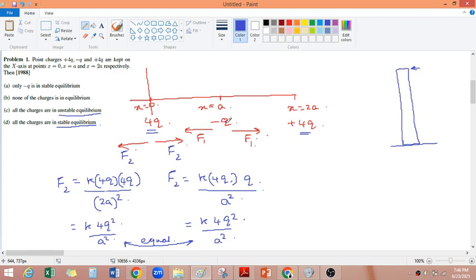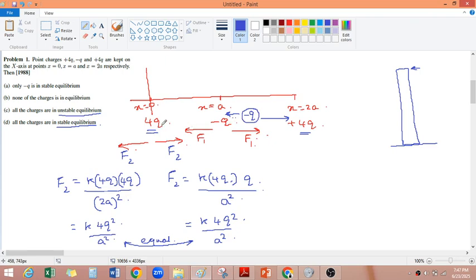Let's try that. Suppose I move this minus q a little bit this way, displace it here. What will happen? This attraction will increase, and this attraction will decrease. Everyone agree with that? Yes, sir. That means it will not come back to its original position. It will try to go this way. So it looks like it will be in unstable equilibrium.